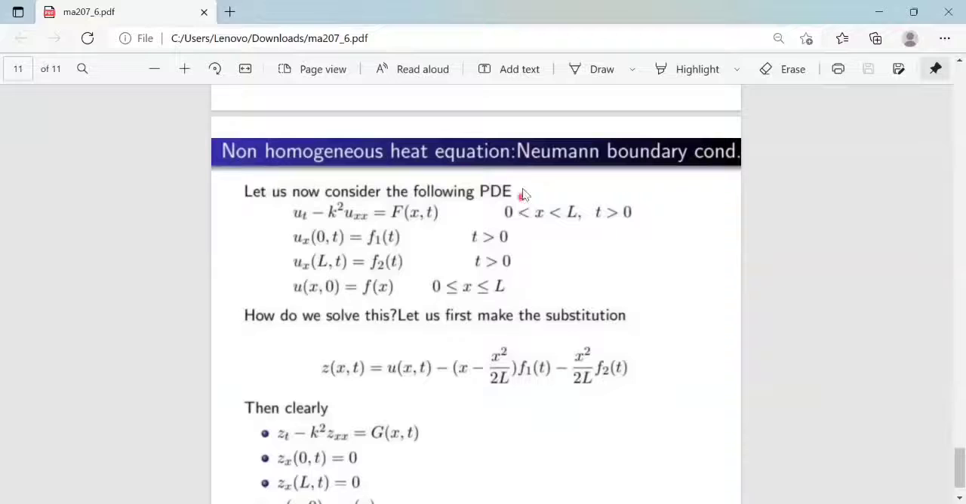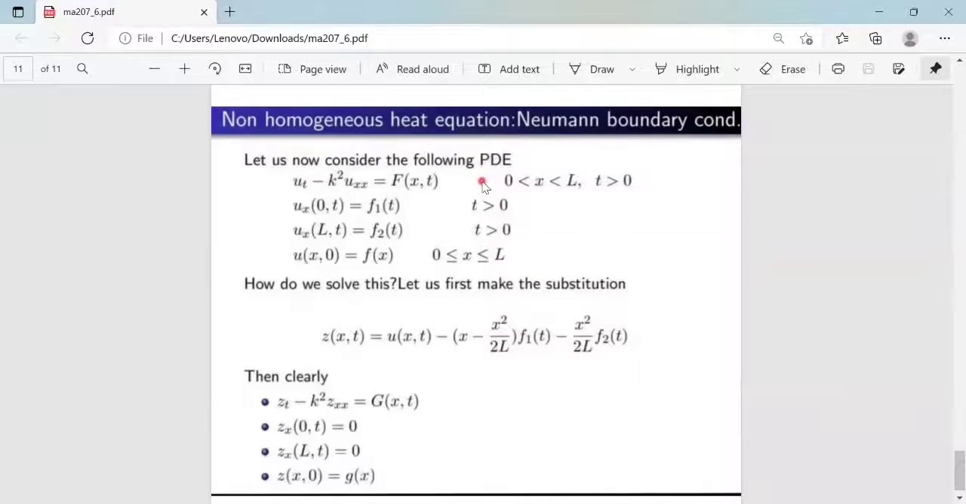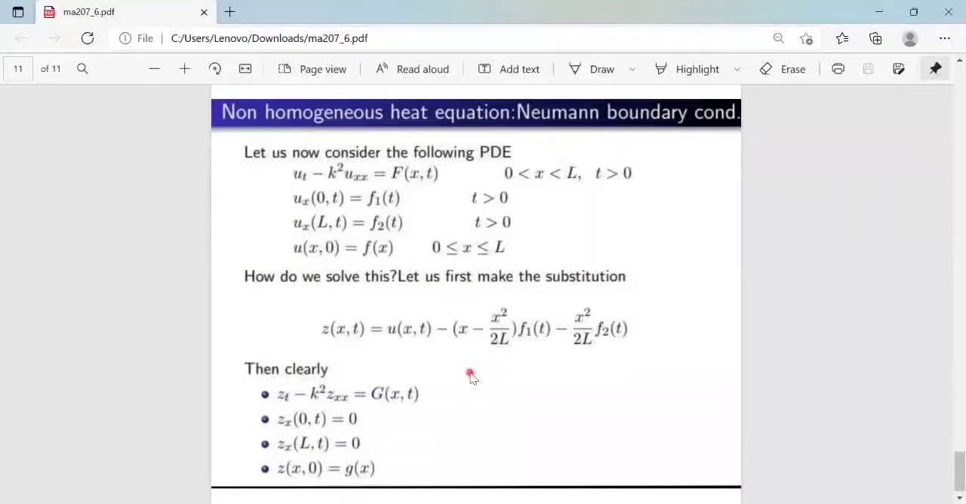Similarly, we can find the solution with the Neumann boundary conditions also for the non-homogeneous heat equation. The only difference here is z of x comma t. Here we can substitute like this. Then these conditions will transform like this, and we can use the same procedure as in the above example and find the solution for the non-homogeneous heat equation.